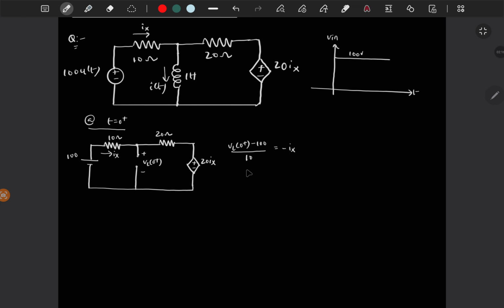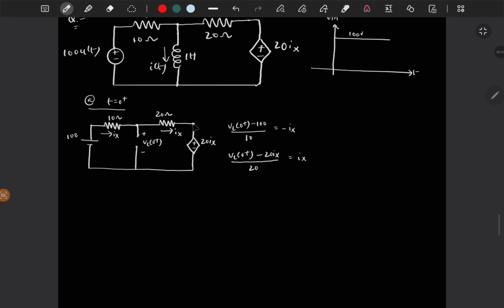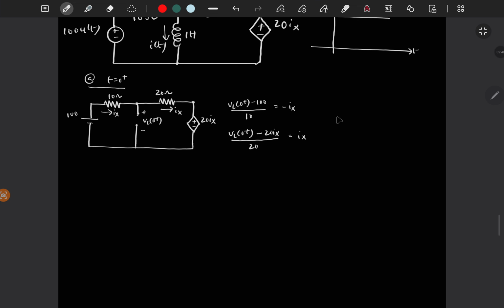So this is one equation, and one more is the same ix is flowing here. So this node voltage is VL of 0 plus. So VL of 0 plus minus this node voltage, which is 20 ix, by 20 is equal to ix. So I have just written this node voltage minus this node voltage by this resistor, which is 20, which is equal to this current, which is ix. So we have two equations and two unknowns, and we have to find VL of 0 plus.